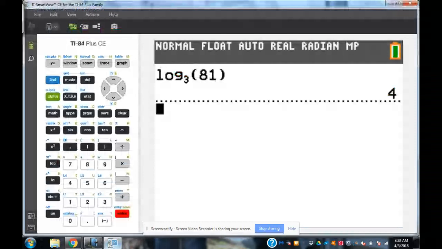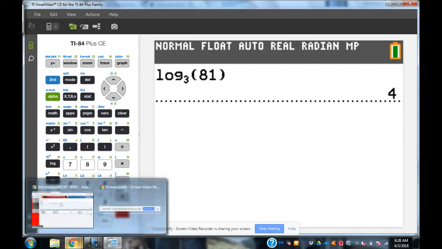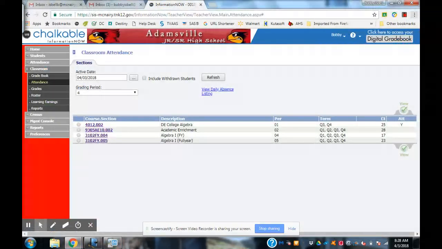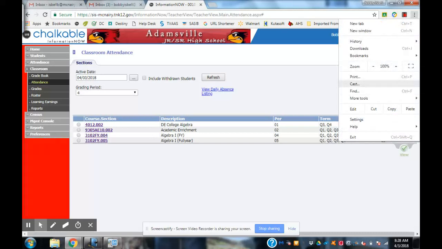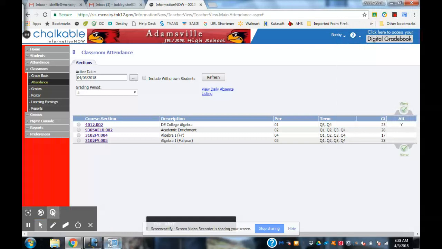So if my calculator doesn't have a log base function, well, notice down here on the left side of your calculator, you've got a log button, the log base 10 button. The delay's killing me. All right, back at it.